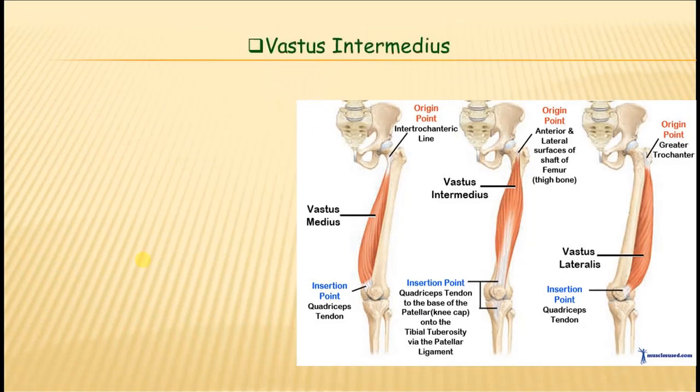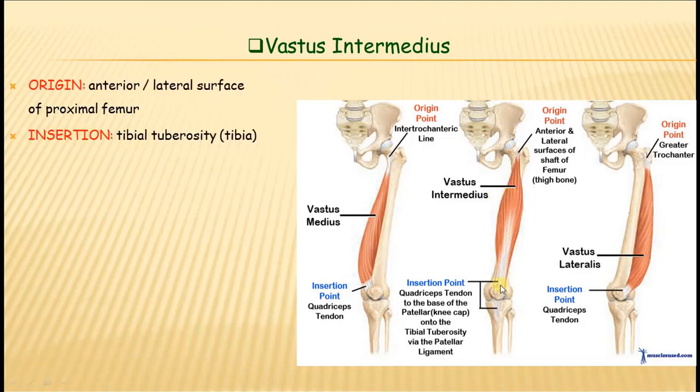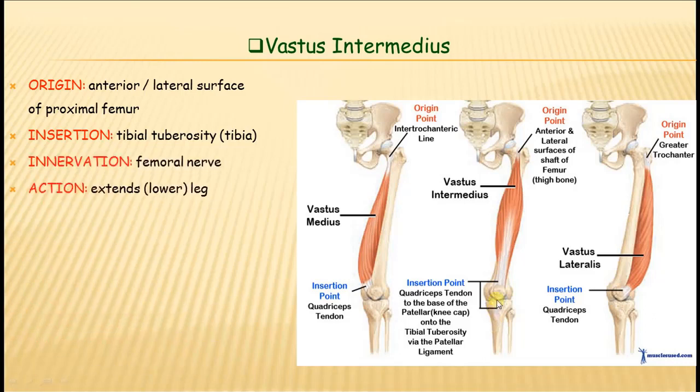The next muscle is the vastus intermedius. It arises from the anterior upper two-thirds, the whole of the anterior surface of the shaft of the femur, and the anterolateral surface of the femur, and gets inserted into the tibial tuberosity. It is also a part of the quadriceps tendon, the base of the patella, and from there extends as the ligamentum patellae. Again it is supplied by the posterior division of the femoral nerve, and is an extensor of the knee joint.